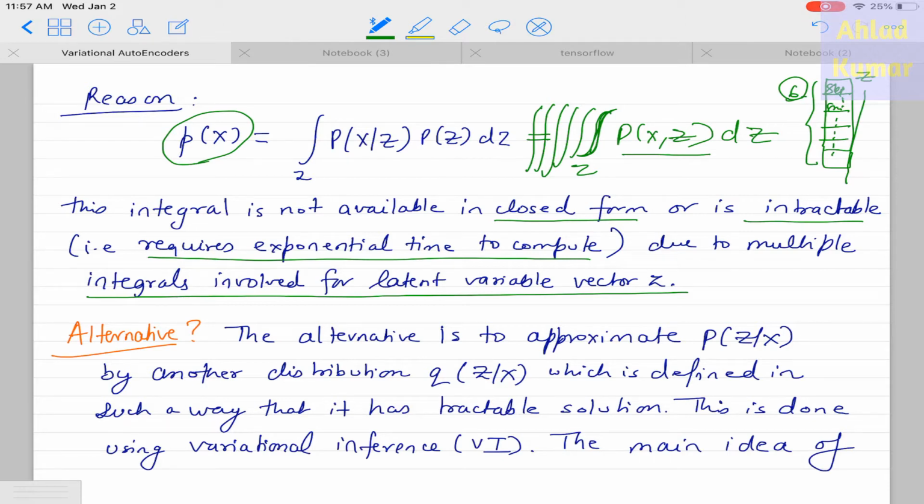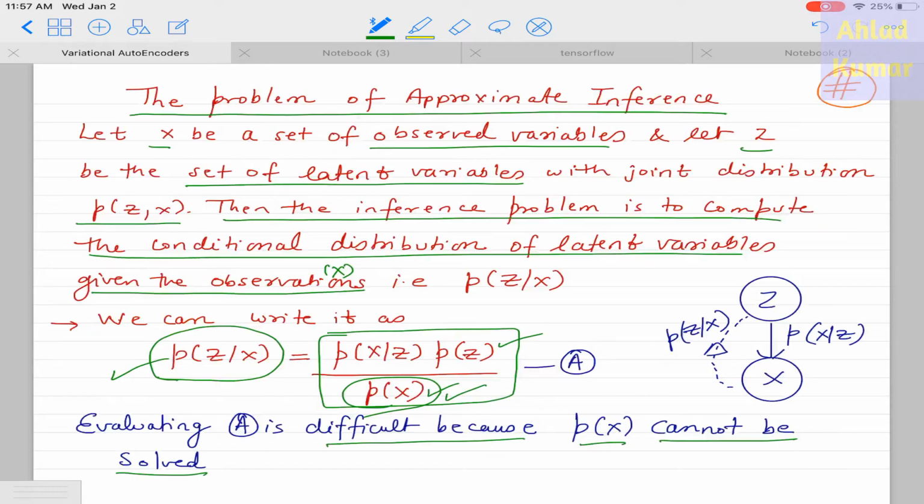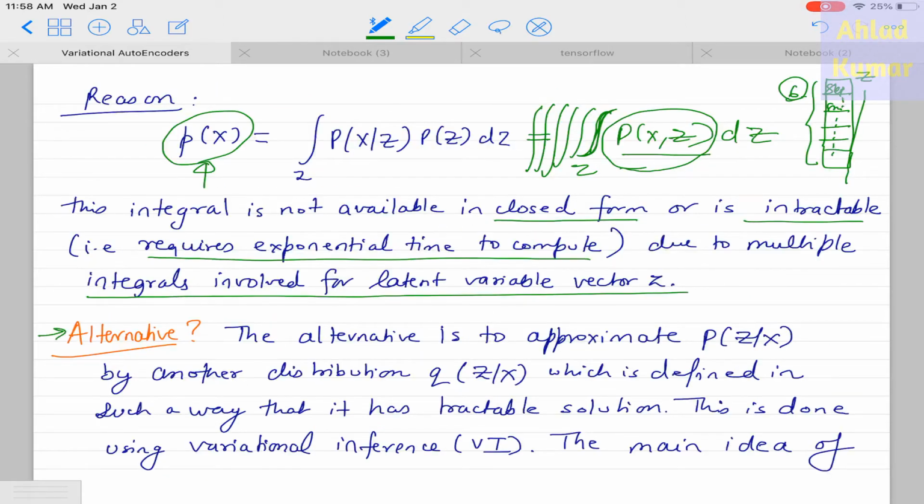And the second reason is that the joint probability is also not available in closed form. That's why the evaluation of p of x is very hard to do. So now we have found that the probability of x is difficult to obtain. Then how can we solve this problem of finding p of z given x? Is there any other alternative for that?